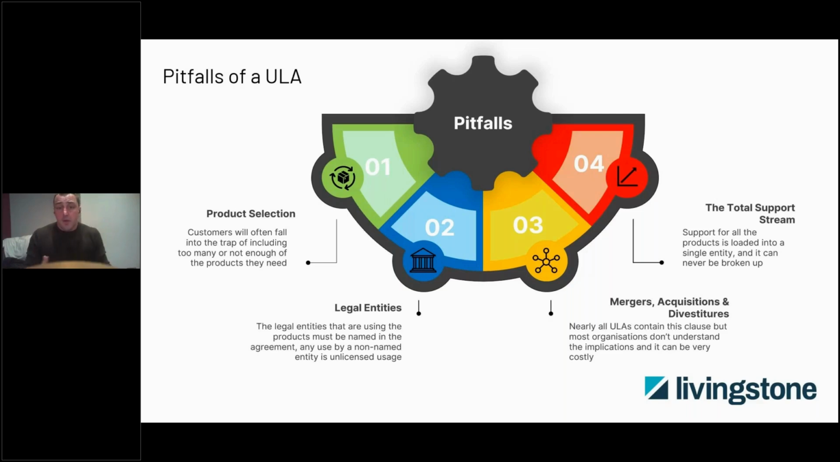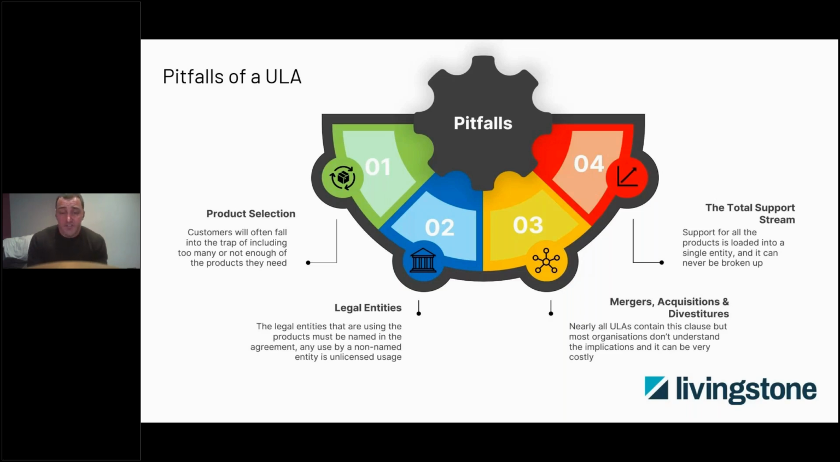And again, if you are merging or if you are acquiring another organization, how you count the number of licenses and the fee that would need to be paid to Oracle to add them to the agreement is stipulated within that clause. So mergers and acquisitions and divestments is something we see customers struggle with quite a lot, and it's always worth having a very careful check of those clauses in your agreement.